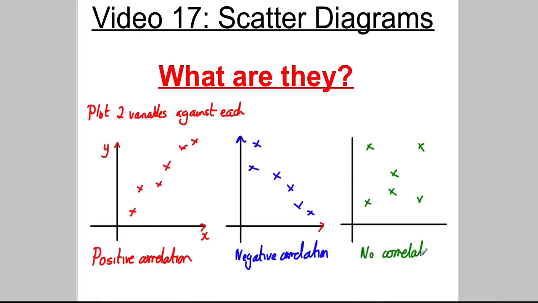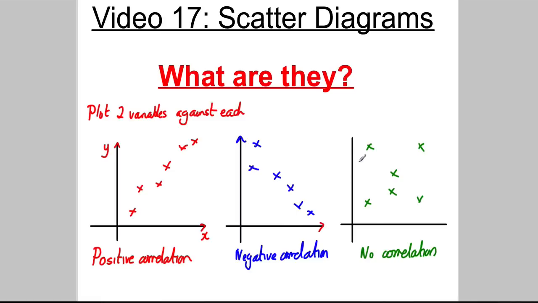Now, just to think what these graphs might be of, let's say this one here might be the hours you spend revising your maths and the score you get in a test. The longer you revise for your maths test, the better score you get. What might be a negative correlation? It might be something like the more time you play Xbox when you should be revising, what is your maths score? Your maths score tends to go down if you're spending all your time on Xbox.